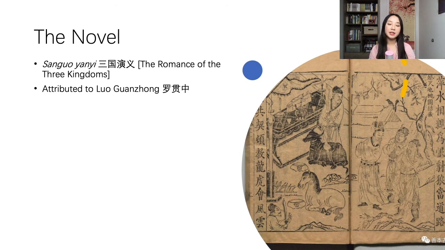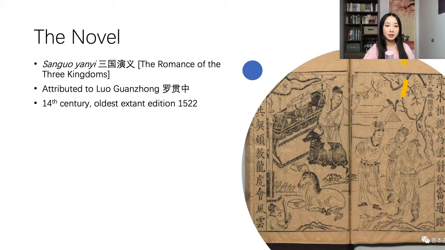We say attributed is because a lot of Chinese novels don't have a definite author. Because writing novel in the pre-modern China is not a very respectful job to do. So people try to use pen name as much as possible. That is why it's so hard for us nowadays to locate the actual author of the novel. So nowadays we can say it's attributed to Luo Guanzhong, but nobody knows whether Luo Guanzhong is actually the author.